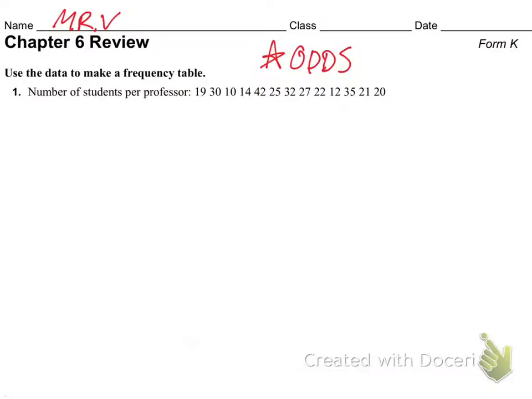So on the first one here, it says that we need to make a frequency table and only a frequency table. Step one is take our biggest minus our smallest. So it looks like that'd be 42 and 10. So I'd take 42 minus 10, and I'm going to divide that by 5. 42 minus 10 is 32. 32 divided by 5 is going to be 7 point something.